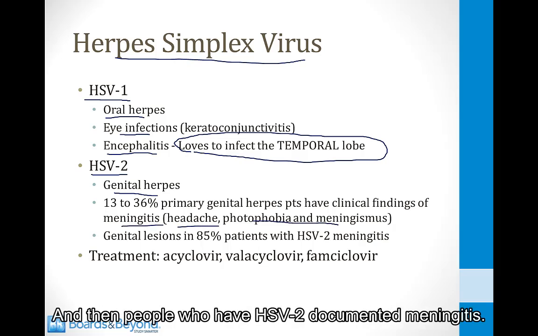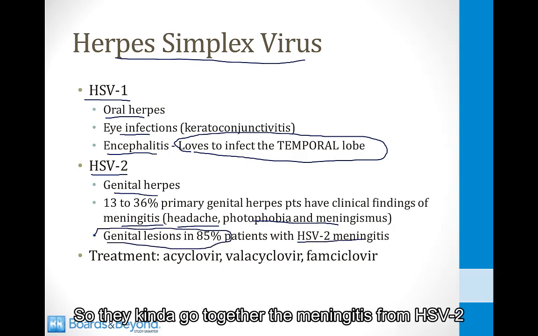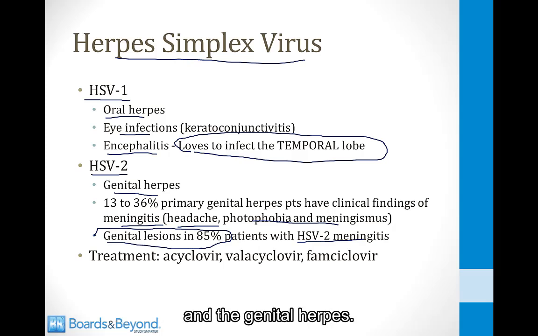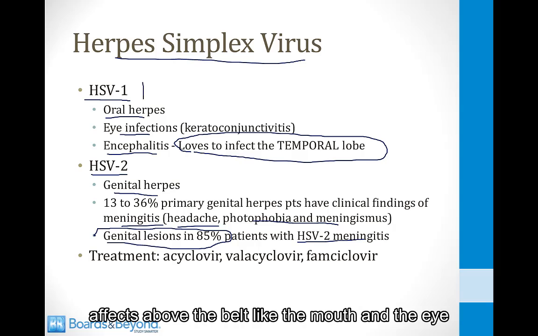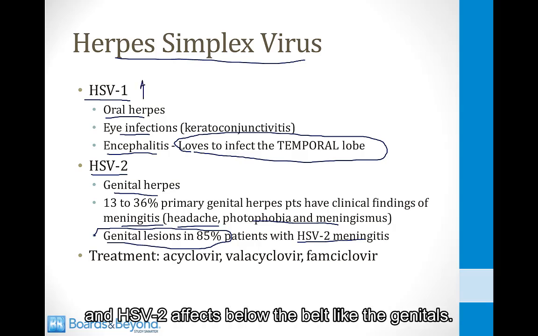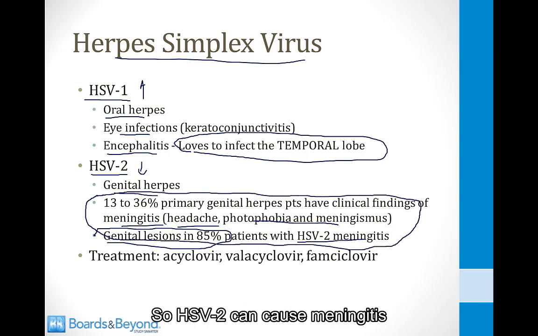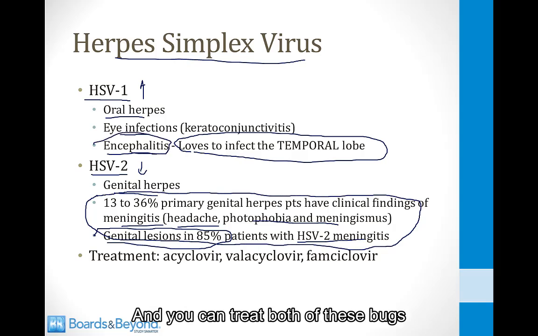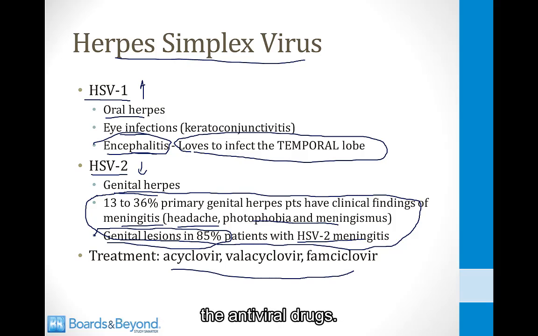And then people who have HSV2 documented meningitis, about 85% of them have genital lesions. So they kind of go together, the meningitis from HSV2 and the genital herpes. Now, a lot of people remember that HSV1 affects above the belt, like the mouth and the eye, and HSV2 affects below the belt, like the genitals. The only exception to this is the meningitis business, so HSV2 can cause meningitis, and HSV1 will cause encephalitis. And you can treat both of these bugs with acyclovir, valciclovir, and famciclovir, the antiviral drugs.